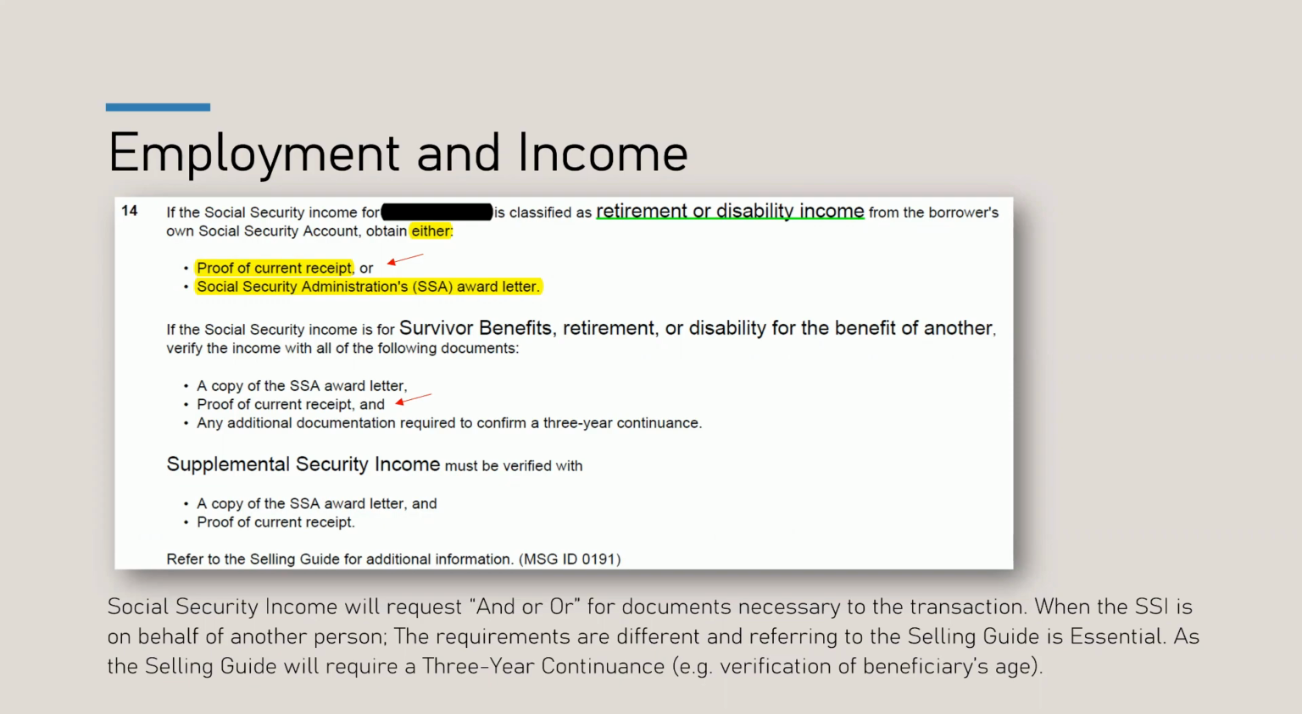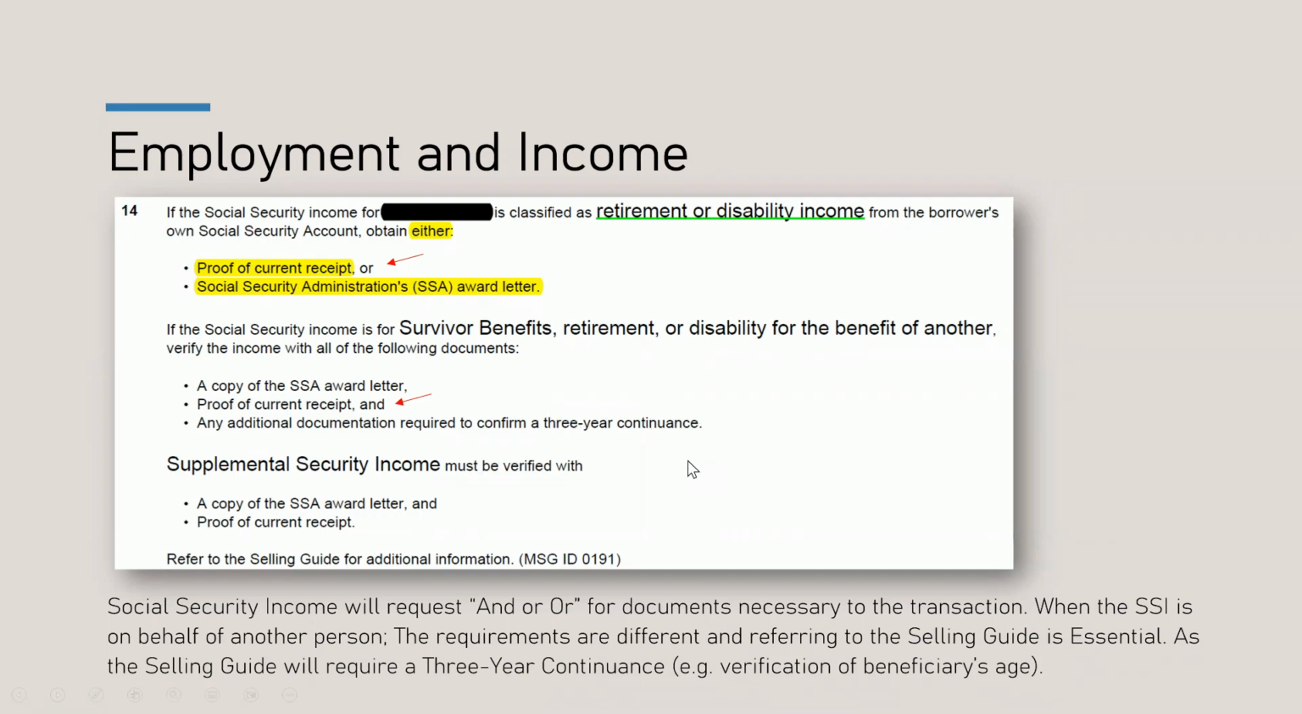Because even if you want to fight your underwriter on it, consider post-closing. They're still going to ask for it. So just keep that in mind. If you see, for instance, here where it says if it's a supplemental income, we need a copy of the SSA award letter and proof of receipt. And it will sometimes tell you we need a 3-year continuance. Let's say child support, alimony, retirement, permanent disability, SSA. A lot of the times they will ask for a 3-year continuance.